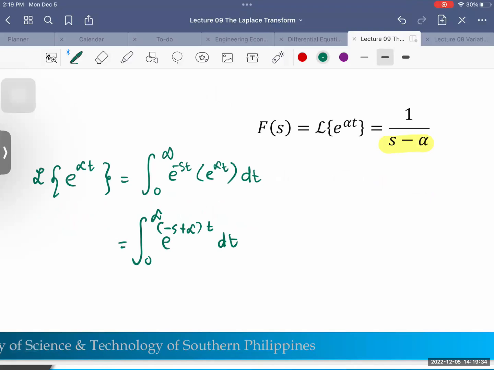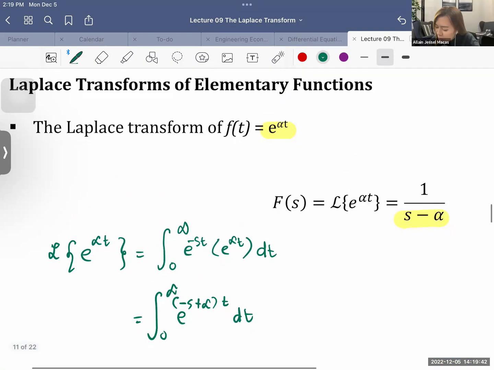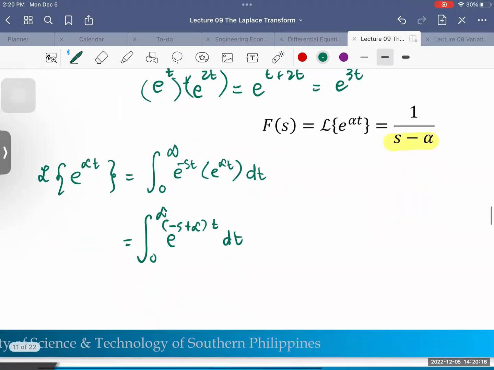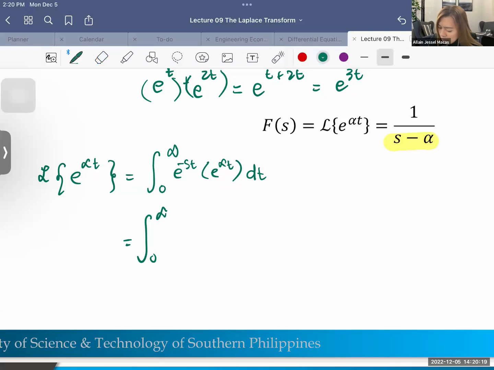Yes, ma'am. Is it squared, ma'am? No, because it is an exponent. Let us take an example, Angelson: e to the t times e to the 2t. What is the rule for exponentials? Copy the base and add the exponents. So t plus 2t is just e to the 3t. Correct? To avoid confusing Angelson, we write it as e to the negative st plus alpha t.